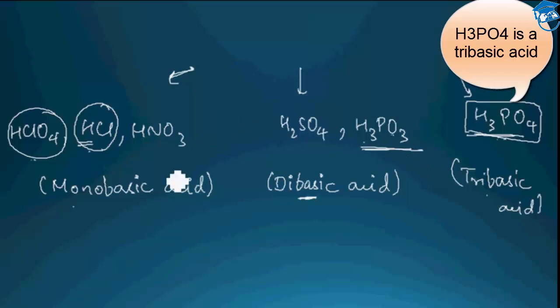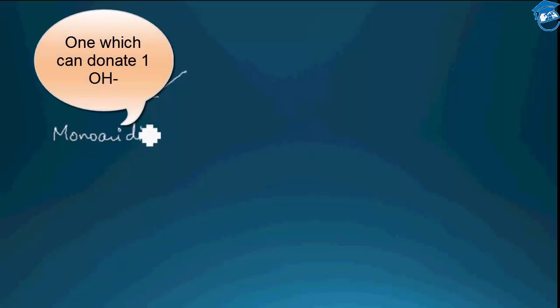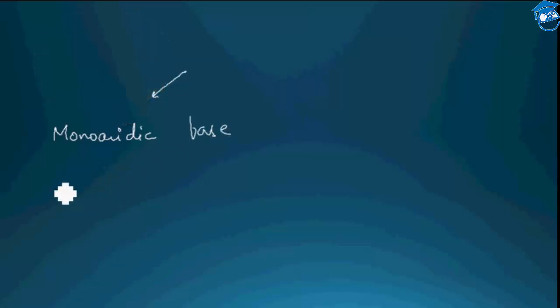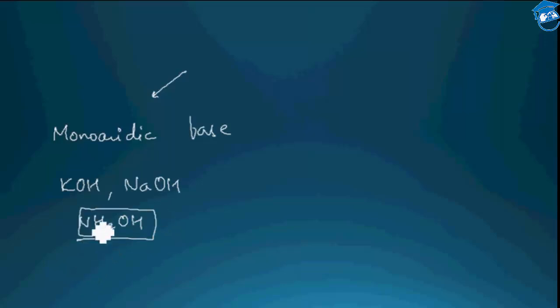In the same way that we have monobasic acids, dibasic acids, and tribasic acids, for bases we have monoacidic base, diacidic base, and triacidic base. Let's see what they are. An example of a monoacidic base is one which can donate 1 OH minus, or in other words, which can neutralize 1 mole of H positive. For instance, KOH, NaOH, cesium hydroxide, rubidium hydroxide are all examples of monoacidic bases. NH4OH, ammonium hydroxide, is also an example of a monoacidic base.